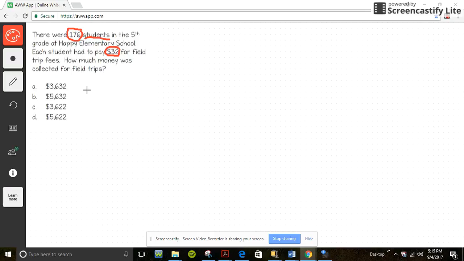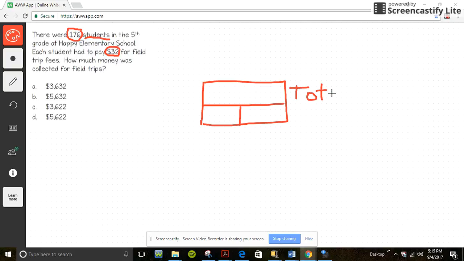Once we've done that, then we're going to go back and look for some key words. I always like to think of it like you did when you were in the younger grades, as part, whole. All models could be like that. So this first top part is a total. If we know the total, then we're going to fill it in there. If we do not know the total, then we're obviously going to leave it blank.